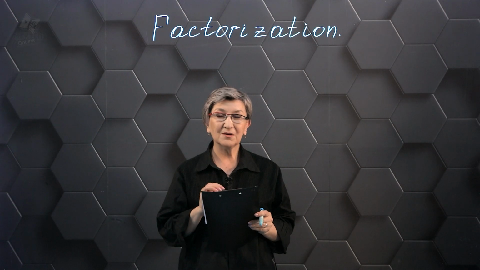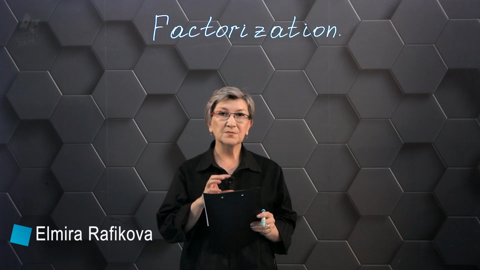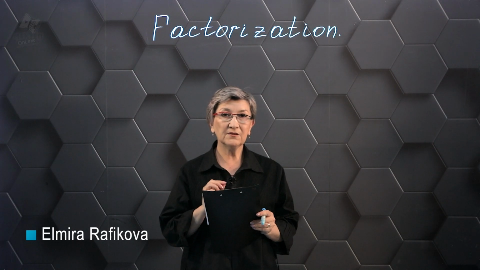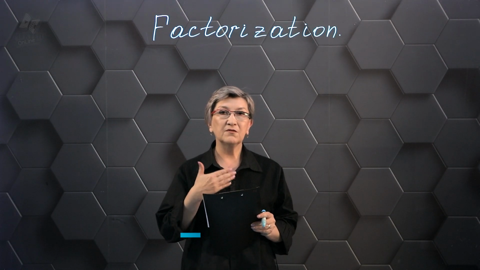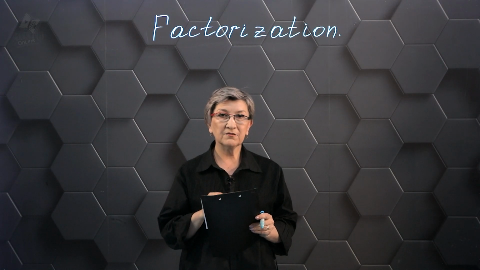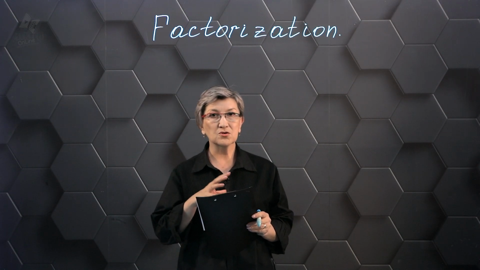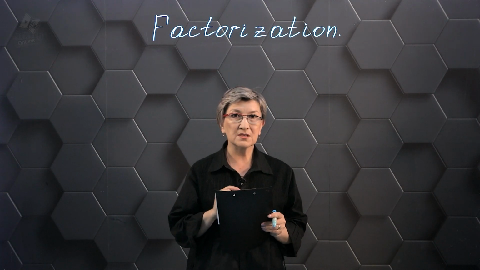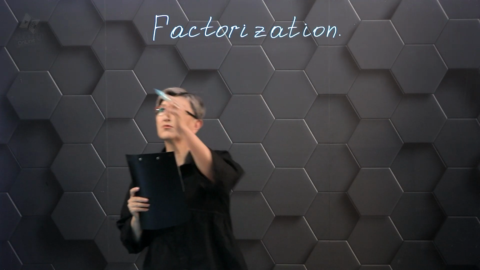Hello. Today we are going to solve examples where we will write the sum as a product. To do this, we're going to use putting the common multiplier outside the brackets, or, as they say in math, we're going to break down the sum into multiples. What do we need to do this? Let's write down the following example.